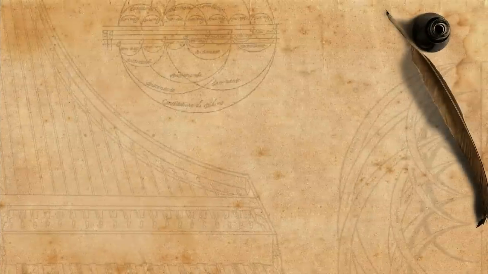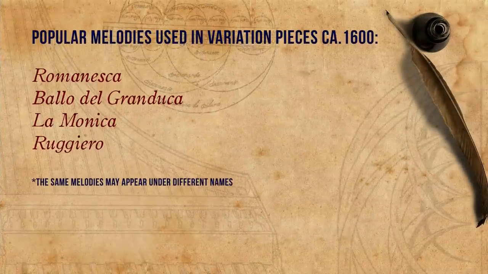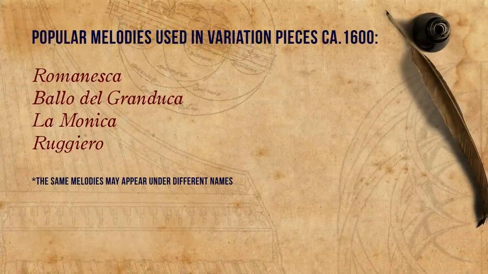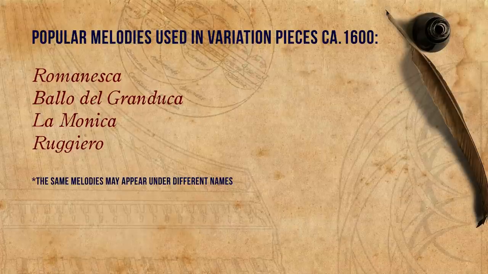In this episode, we will look at what is probably the most well-known variation piece by Sweelinck, and if you don't know it yet, you will hopefully see why it is so loved. Let's start. In the instrumental repertoire of around 1600, there are a handful of popular melodies that were turned into variation pieces by many composers.